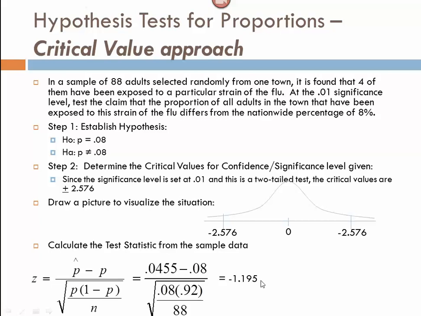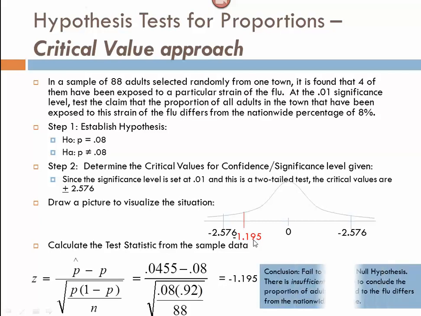This tells me how many standard deviations my test statistic falls from the mean. This is about right here. Because our test statistic fell within the area that we expected it to with a 99% level of confidence, this was not extreme enough for us to discount the null hypothesis.